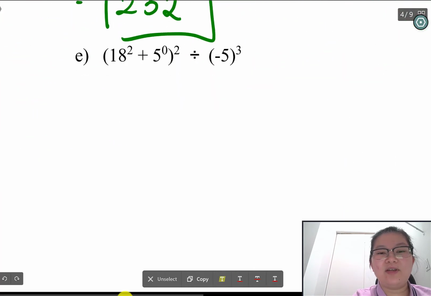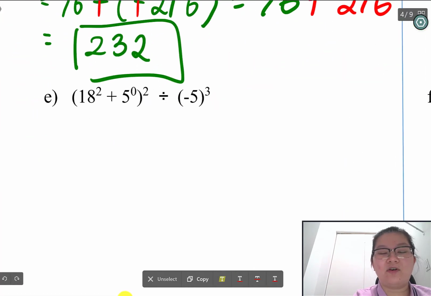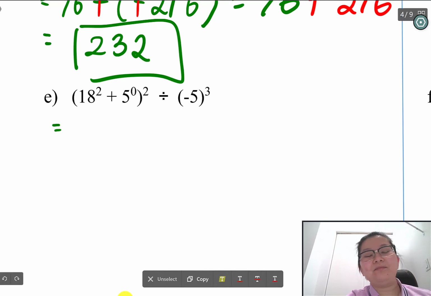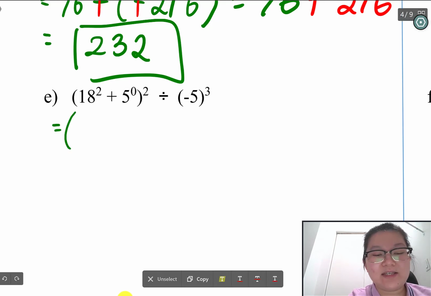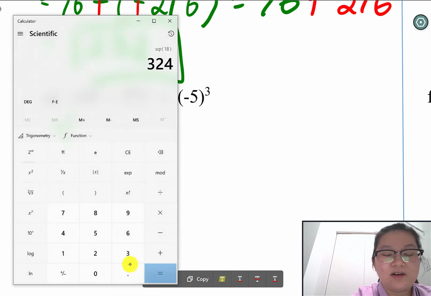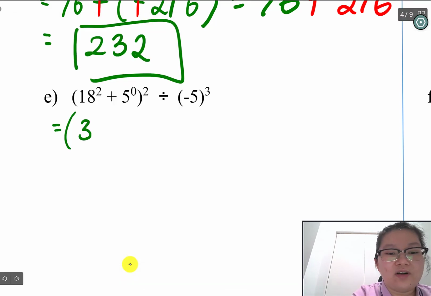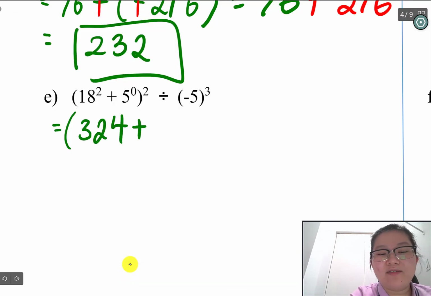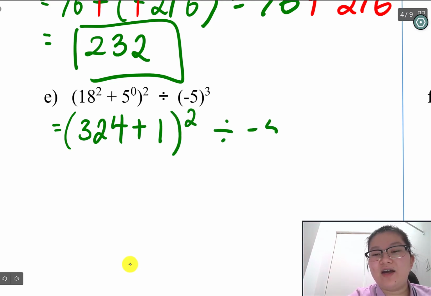Okay, example E. Let's do brackets first because we have some brackets. So inside the brackets, we have 18 times 18. I'm sorry, I'm just going to do this here. 324. 3 to 4 plus 5 to the power of 0, that's going to be 1, and all of that to the power of 2 divided by negative 5 to the power of 3.